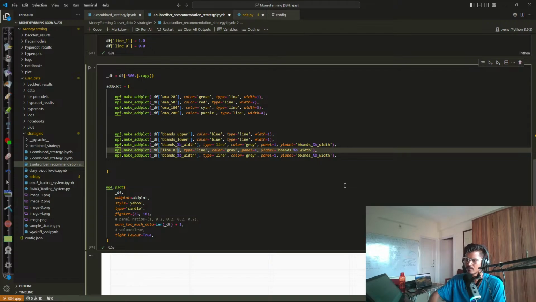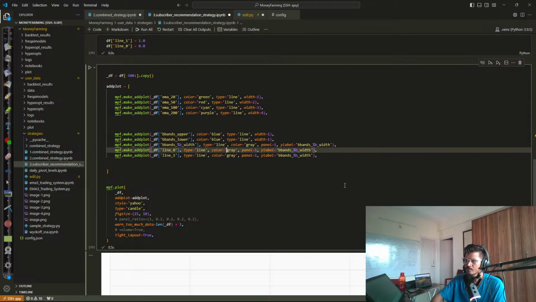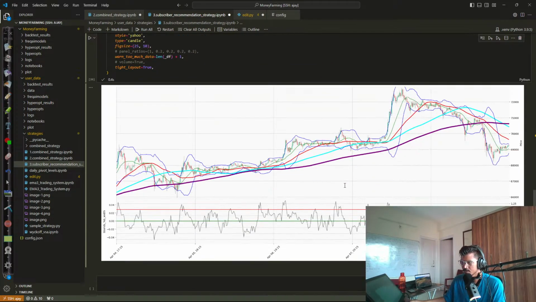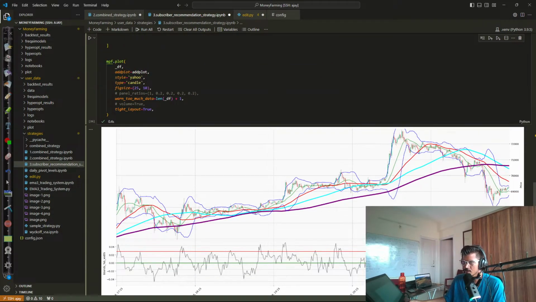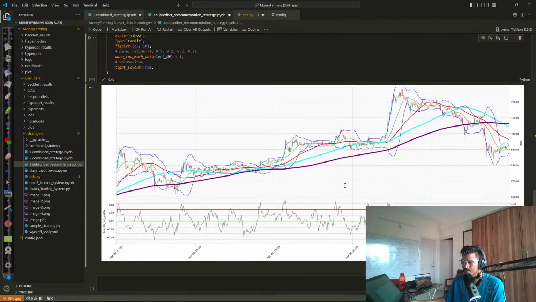Line 0, line 1, and we keep it black. Or line 0 should be green, this one should be red. See, well, it's not really getting that point. Okay.